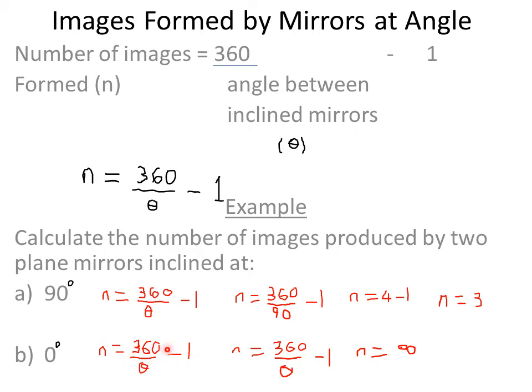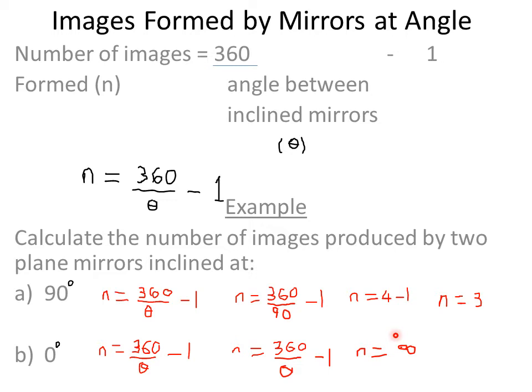Now remember, whenever you divide a number greater than 0 by 0, the answer will always be infinite. So this will be infinite minus 1, you simply get infinite. Infinite means that the images formed are either blurred, or there are so many images that they are overlapping, or simply no image is formed.